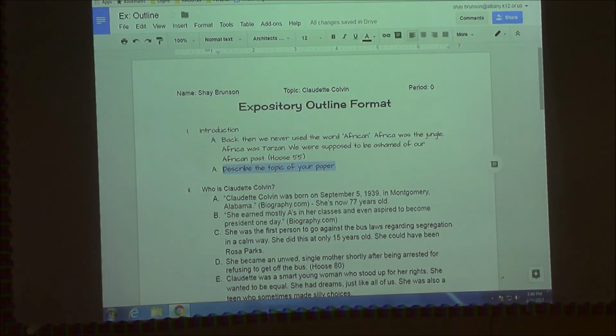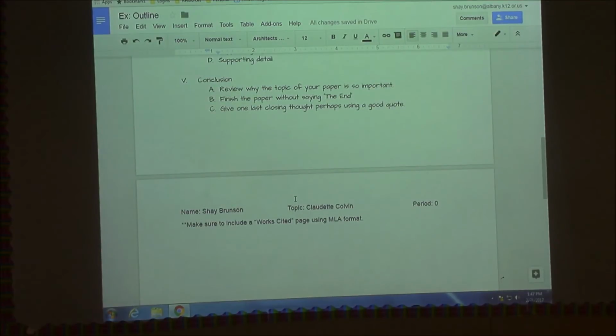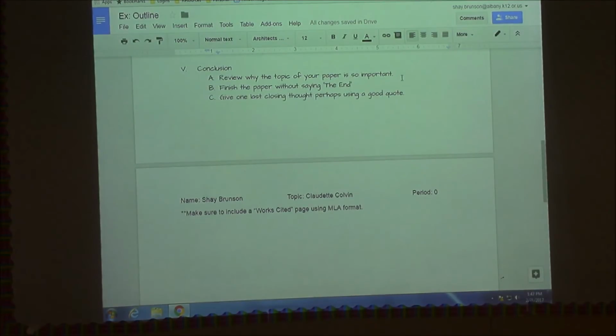To describe the topic of my paper, well, let's see, I've got to talk about who Claudette was and why she was so important. How's that? Claudette Colvin was an inspiring teen who looked to make a change. That tells me exactly why she's so important. Now, the best part about having this for an introduction is that I can use similar information in my conclusion. Why is my topic so important?